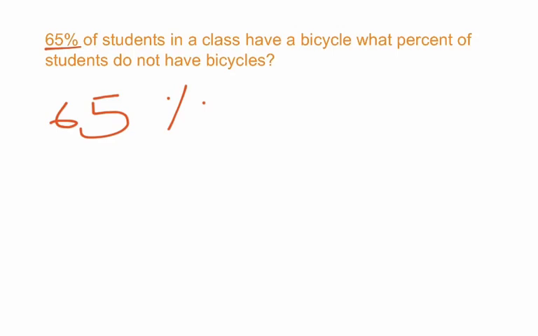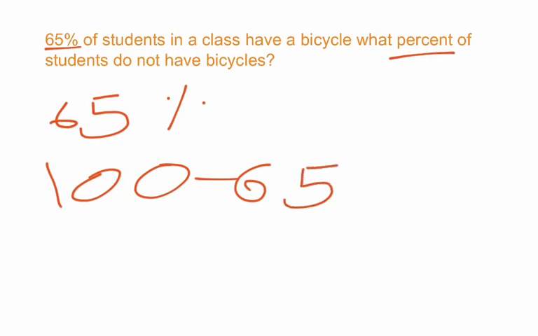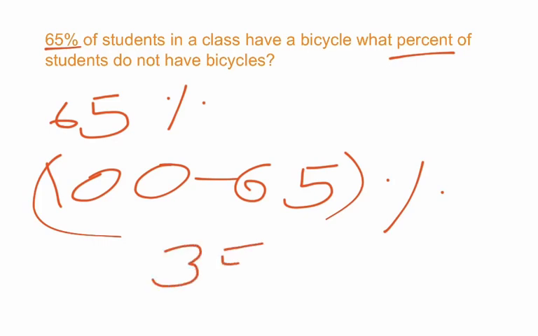So here are two methods you can do it. Just convert it into a fraction, but we are asked only for percent. So what we will do is 100 minus 65. As we know, 100 is the total. Just remember, 100 is the total or whole. This is the main point. Just subtract it. What will the answer be? It will be 35%. 35% of students in the class do not have bicycles.